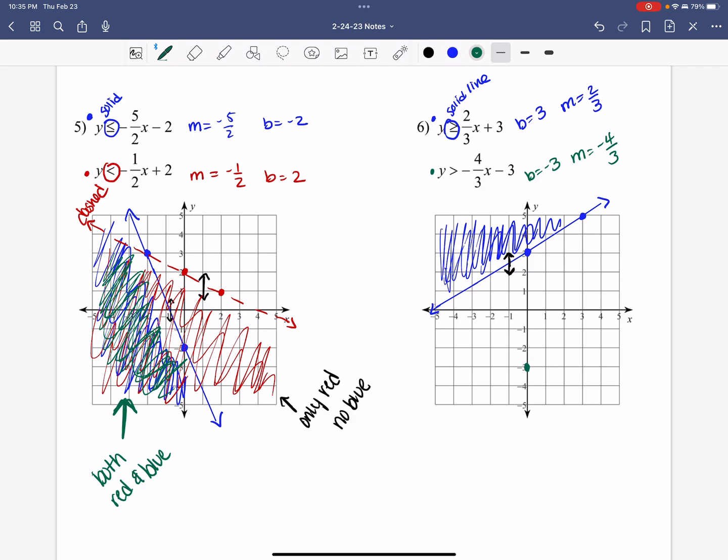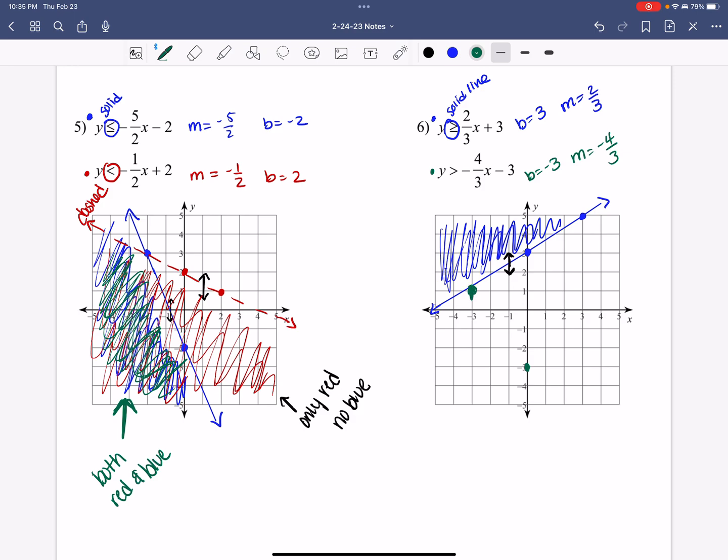I'm going to go down 4 and over 3. But obviously there's not enough room, so I'm going to do the opposite. I'm going to go left 3 and up 4. So I'm going to go 1, 2, 3 and up 4. 1, 2, 3, 4. So that'll take me here.